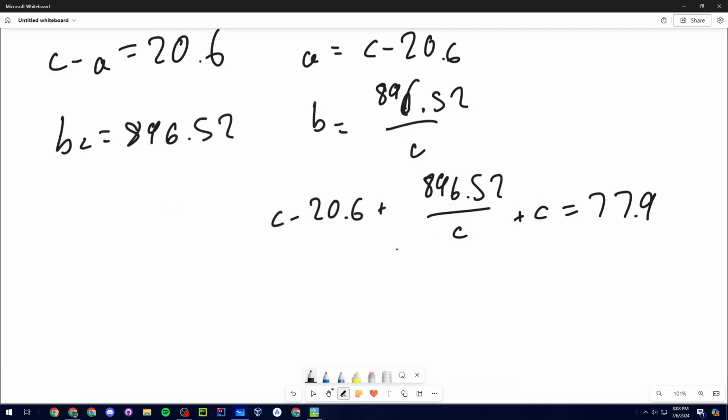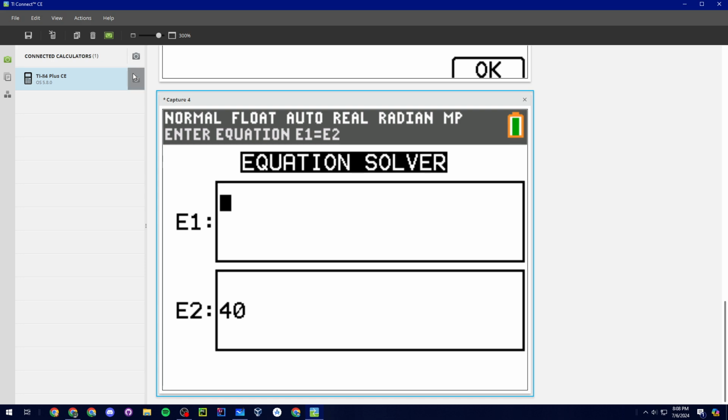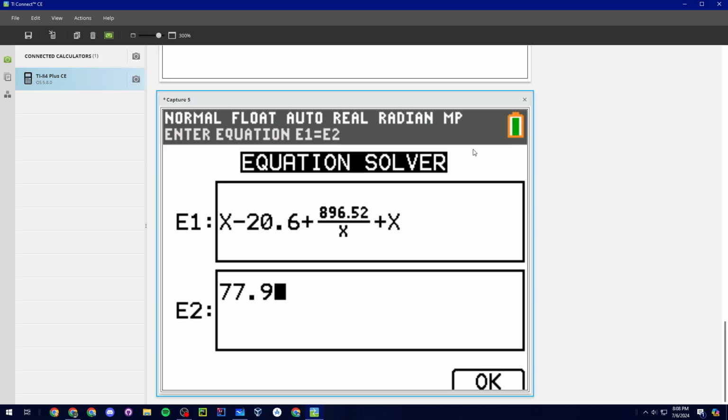Basically, you put this equation here. So I'm just going to type in x minus 20.6 plus 896.52 over x plus x is equal to 77.9. It looks something like this. Not gonna lie, I wish I just used it for that first problem too. I had it typed in and everything. I just thought, maybe these guys don't know how to use it.